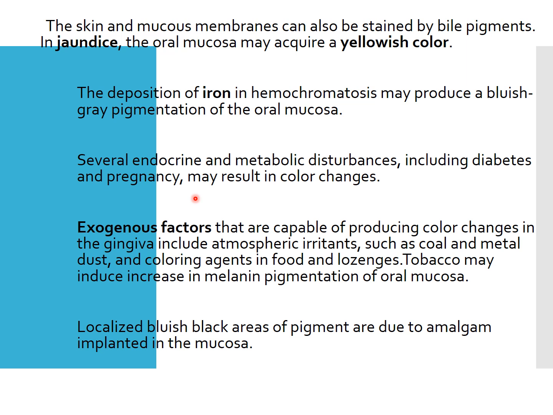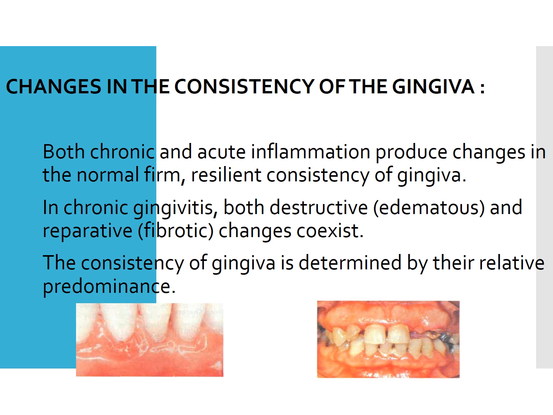Then coming to exogenous factors, that is, factors from external sources, that can be due to atmospheric irritants such as coal or metal or some food coloring agents, or tobacco chewing, which can also increase melanin pigmentation of the oral mucosa. Also, accidental amalgam implantation in the mucosa can produce localized bluish black areas of pigmentation. So coming to the next clinical feature, there will be changes in the consistency of gingiva.